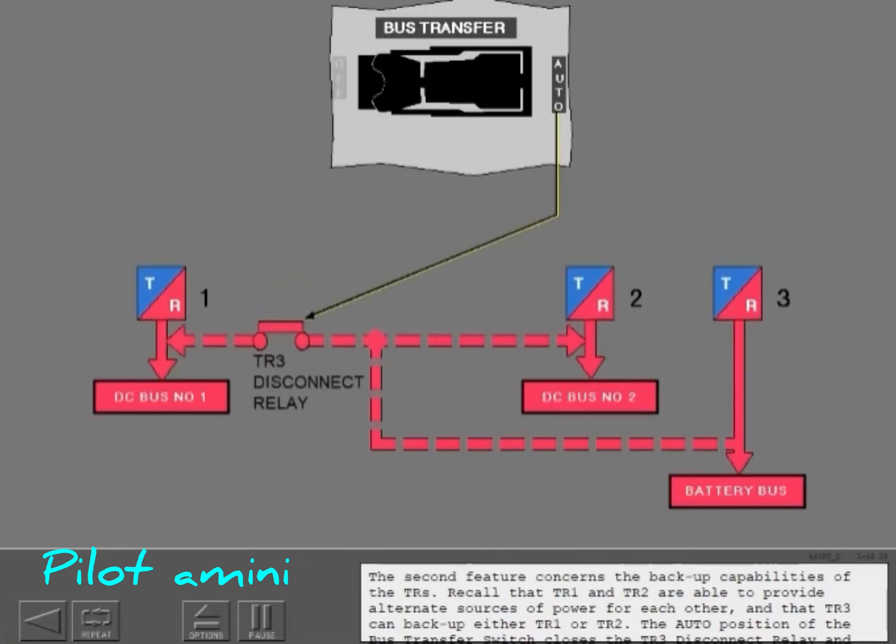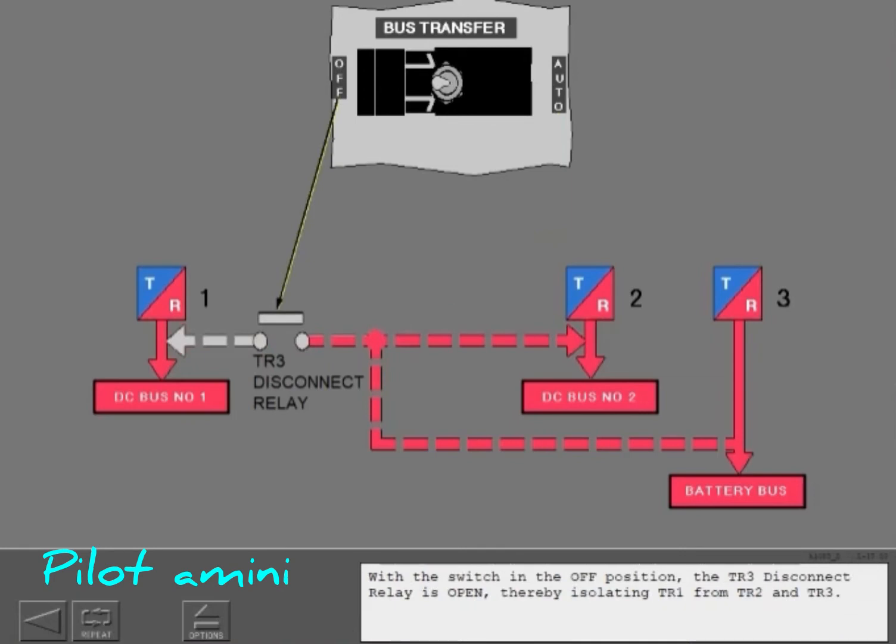The second feature concerns the backup capabilities of the TRs. Recall that TR1 and TR2 are able to provide alternate sources of power for each other, and that TR3 can back up either TR1 or TR2. The auto position of the bus transfer switch closes the TR3 disconnect relay and allows the TRs to provide this backup capability. With the switch in the off position, the TR3 disconnect relay is open, thereby isolating TR1 from TR2 and TR3.